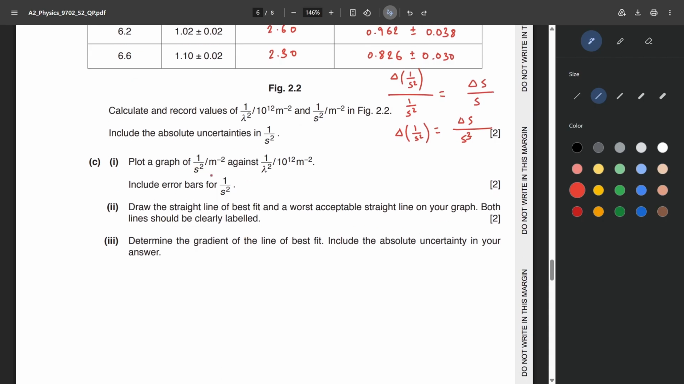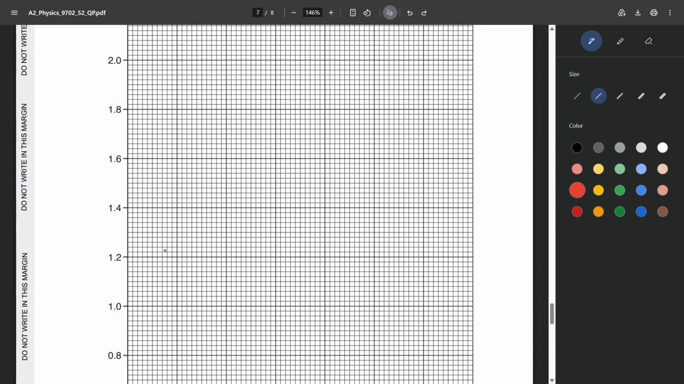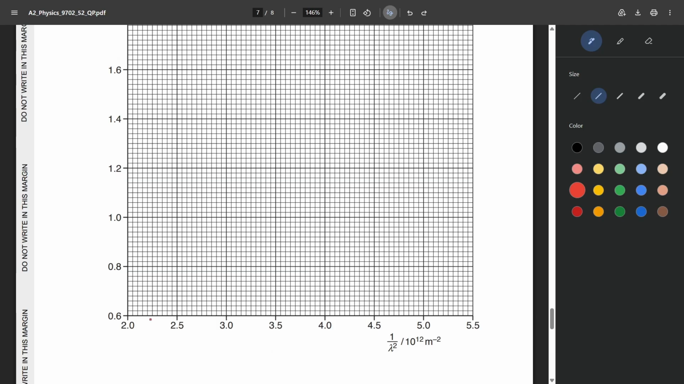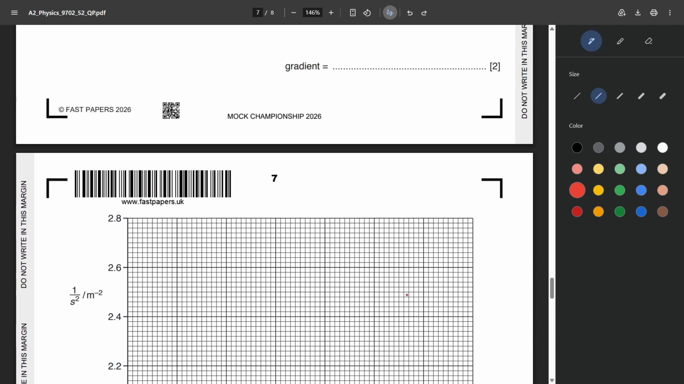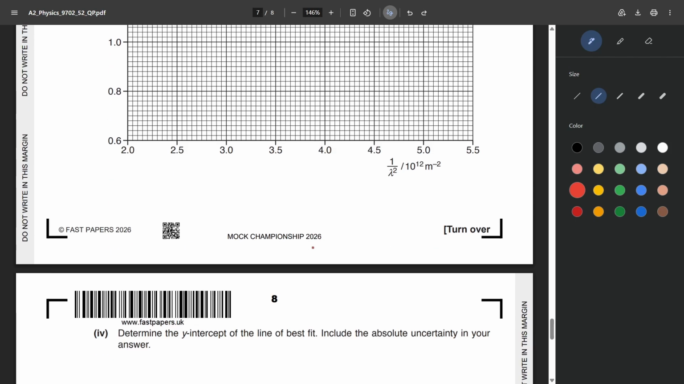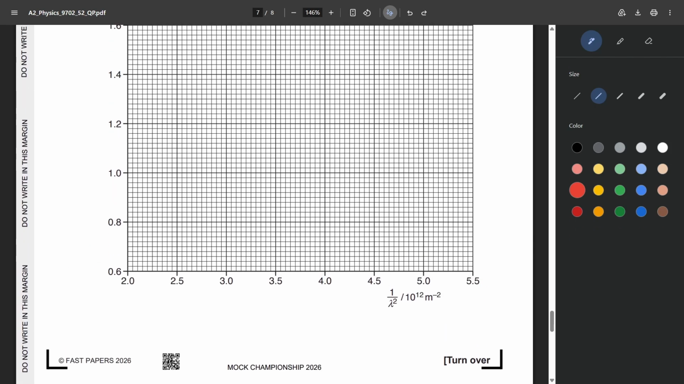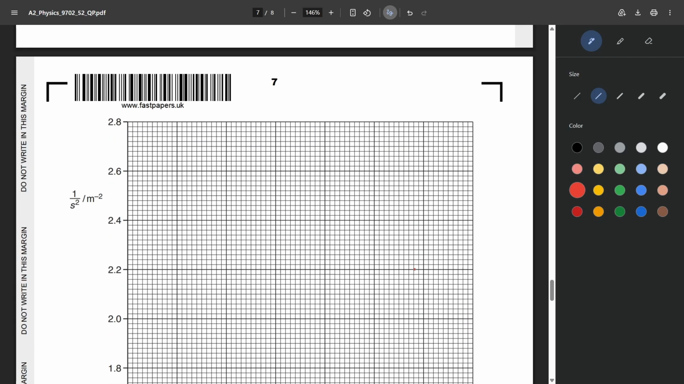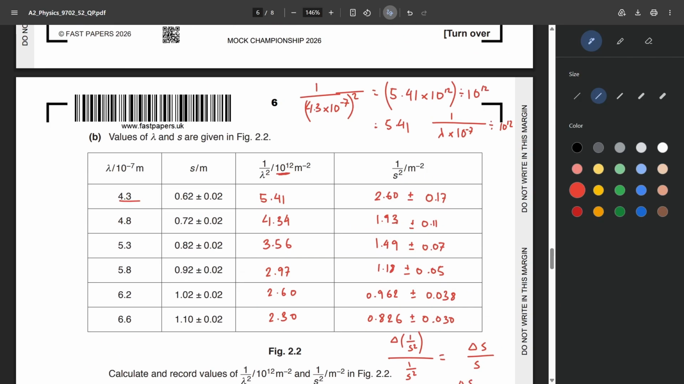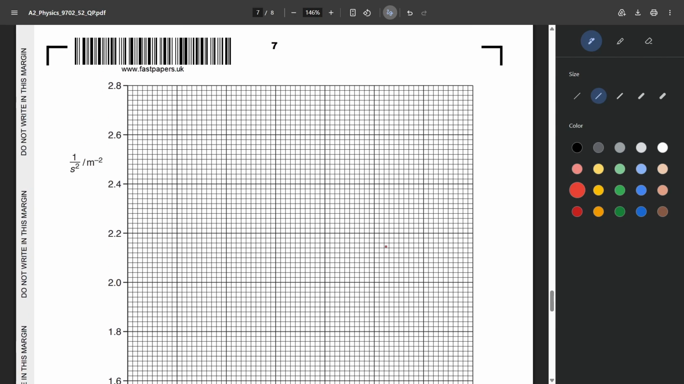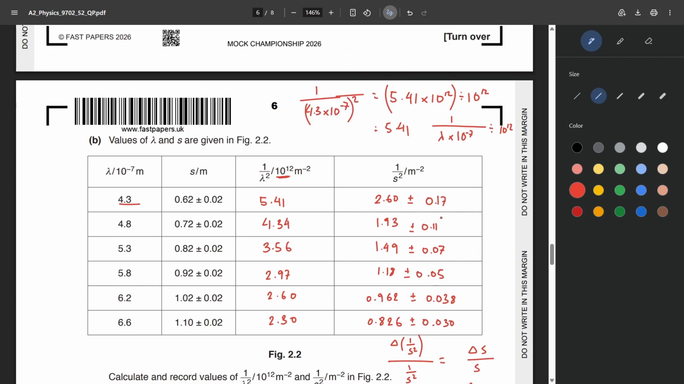Plot a graph of 1 over s square against 1 over lambda square and include error bars for 1 over s square. Okay, so 1 by s square on the y-axis and 1 by lambda square on the x-axis. The scales are already given, which is good for us. Now, the first value of 1 over lambda square is 5.41, which would be around here. And the first value of 1 over s square is 2.60, which would be around, 2.60 is right over here, exactly here. And the error in the value is plus minus 0.17.